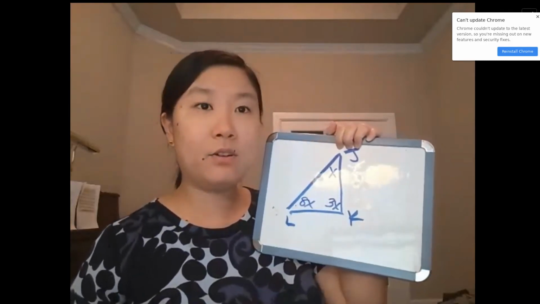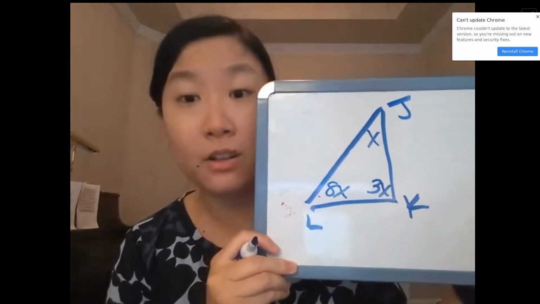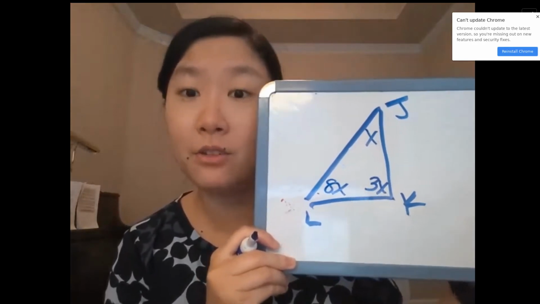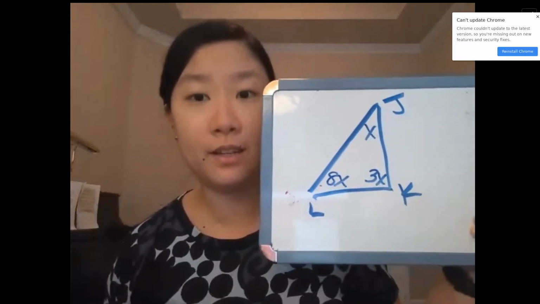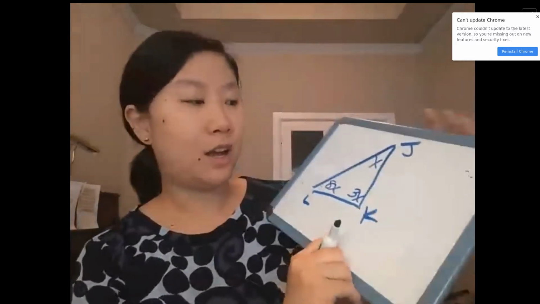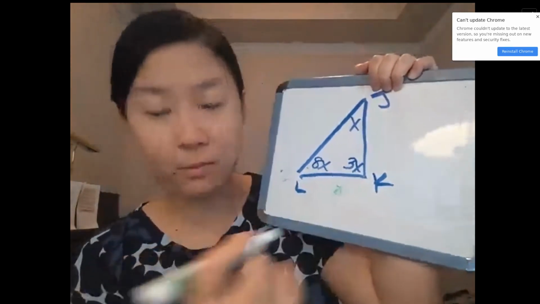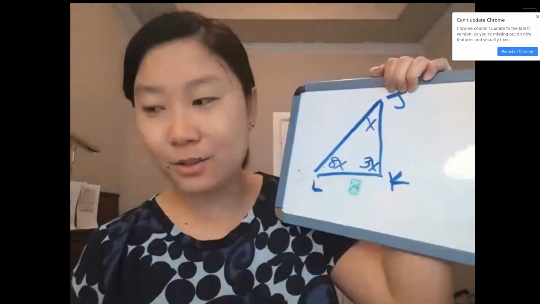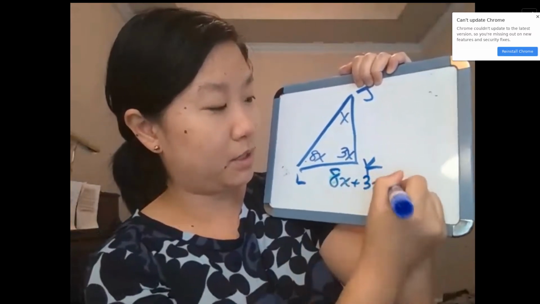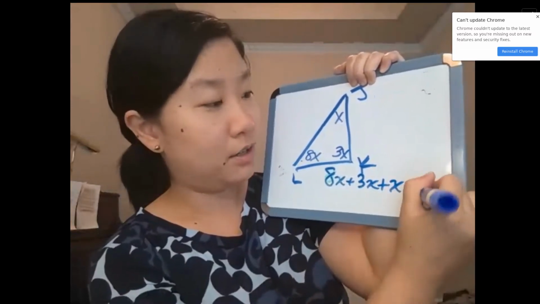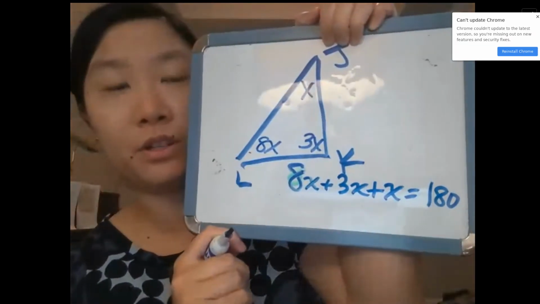So now I have all of my angles in terms of x values. The only other thing we really need to remember is that for a triangle, all of its angles will always add up to 180 degrees. So I'm going to set up a little algebra equation: 8x plus 3x plus x is equal to 180 degrees. This is the formula that I'm going to be working with.